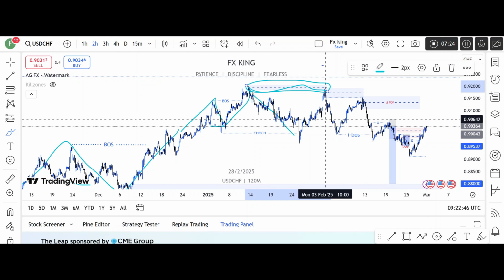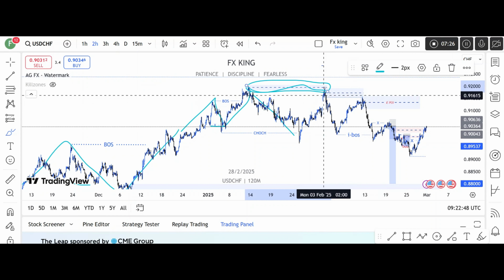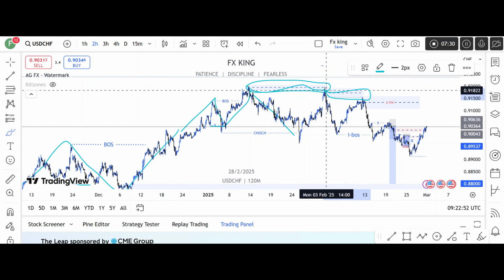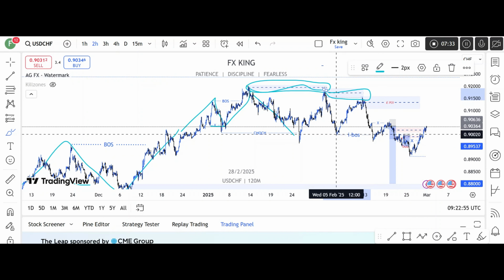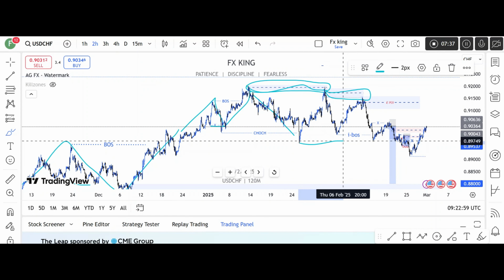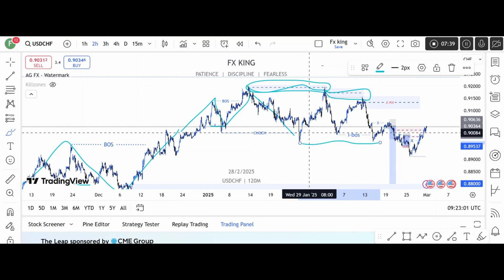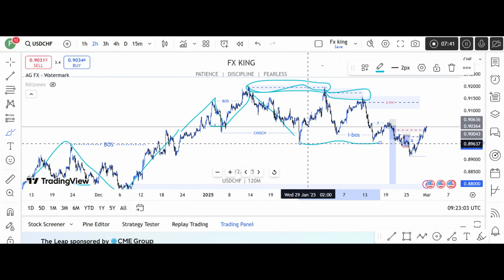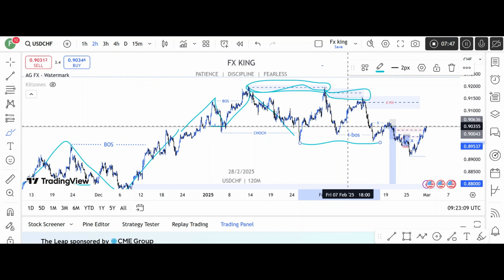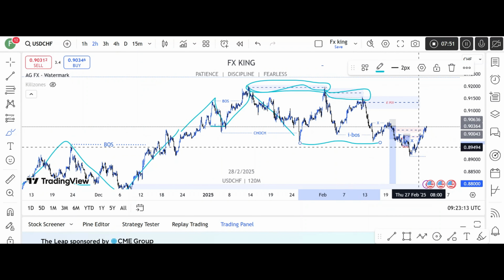When it dropped off, it gave a change of character, then retraced to take in more orders. Then it gave an internal break of structure. Now, why do I call this an internal break of structure? That's because it has not yet taken out this major low after it gave the change of character. This was our major low. It has not yet taken it out, but it's still showing signs of being bearish because the price keeps taking out lower lows and more lower lows, right?